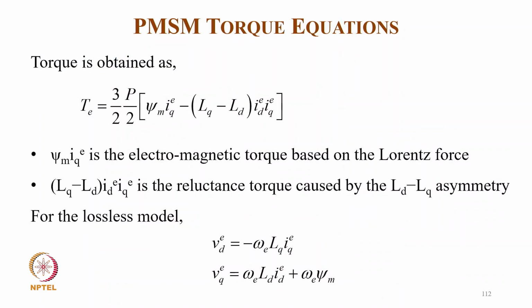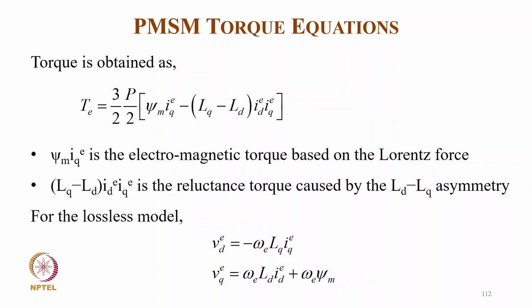So now the developed torque is obtained as T equals 3/2 times P/2 in brackets phi m iq plus ld minus lq into id iq. Phi m iq is the electromagnetic torque based on the Lorentz force, and the term with ld minus lq times id iq is the reluctance torque caused by the ld minus lq asymmetry.